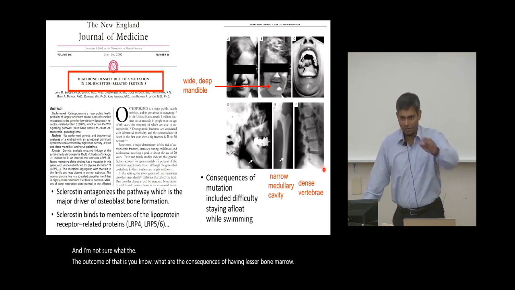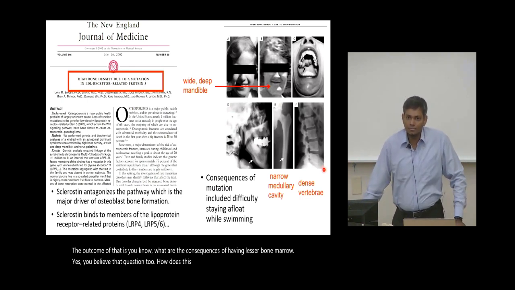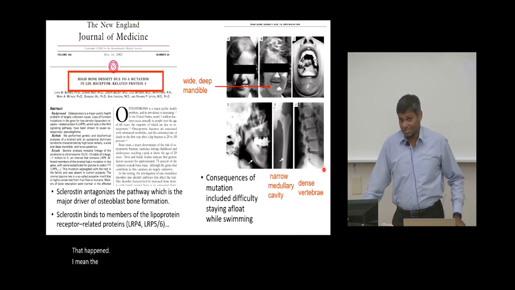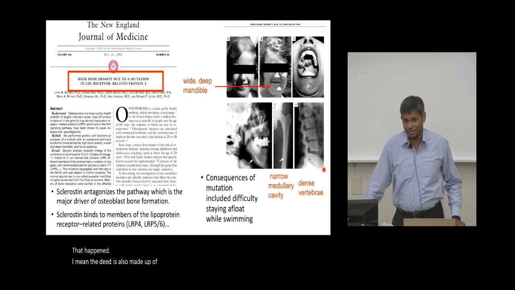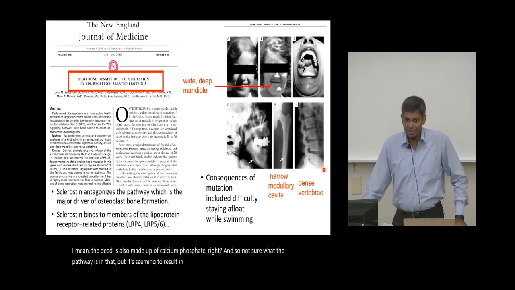Yes, I believe you had a question too. How does this result in extra teeth? Well, teeth are also made up of calcium phosphate. I'm not sure what the pathway is in that, but it seems to result in extra teeth in abnormal regions as well.